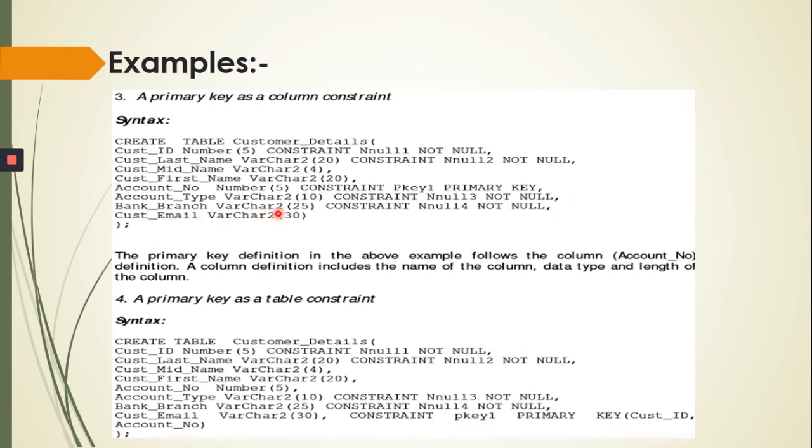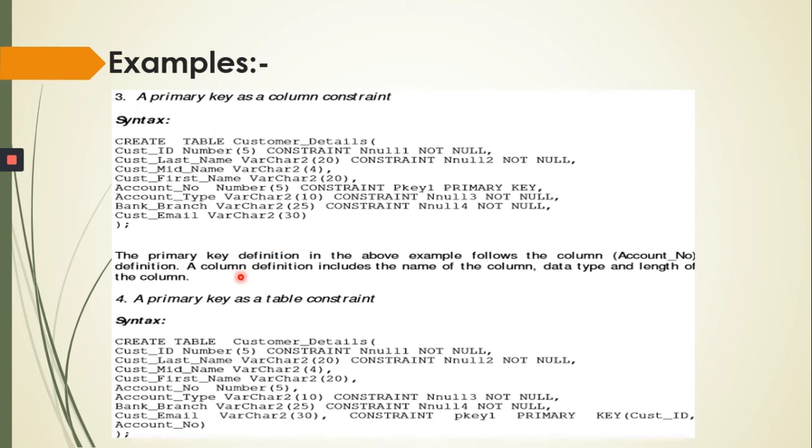Bank branch varchar 2, constraint not null. Customer email address varchar 2 30, and with a semicolon. This is the same example as the previous one. Here I am using primary key at a particular column, so a primary key is a column constraint. I am using the primary key concept on a particular column, and the column name is account number. So this is the concept of primary key as a column constraint.